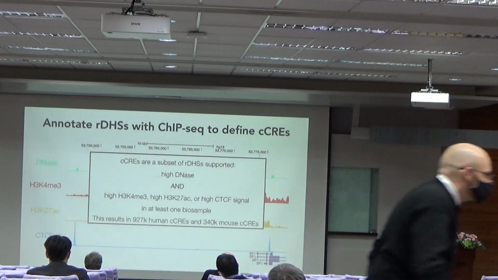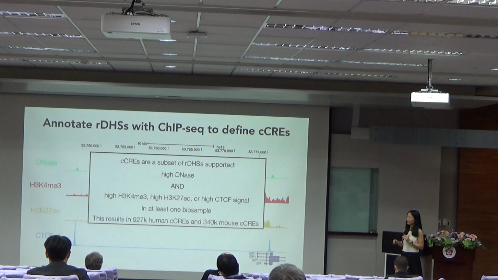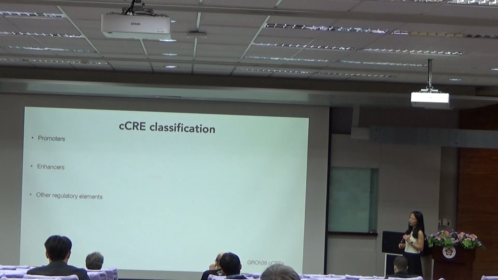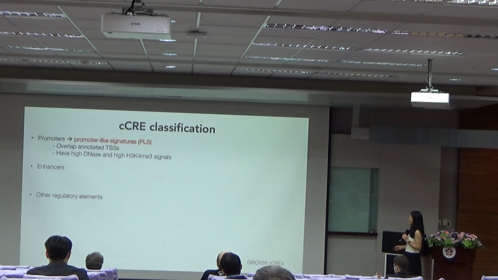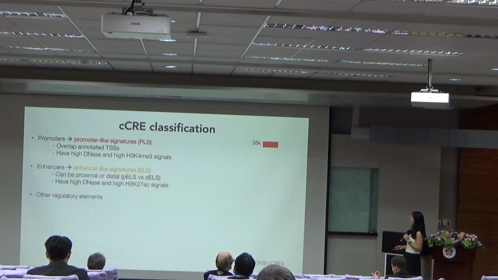The little c stands for candidate, because reviewers of that paper insisted that these are epigenetically defined elements without functional assays, and we really shouldn't call them just cis-regulatory elements straight. So we added a candidate in front of the CRE: candidate cis-regulatory elements. And we defined them as promoters, roughly 35,000 of them for version 3. They are defined using the HG38 genome version, in case you wonder about technical details.